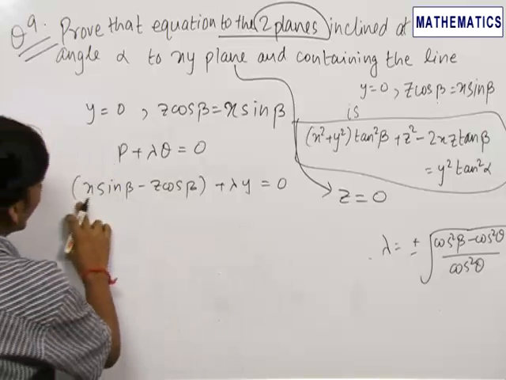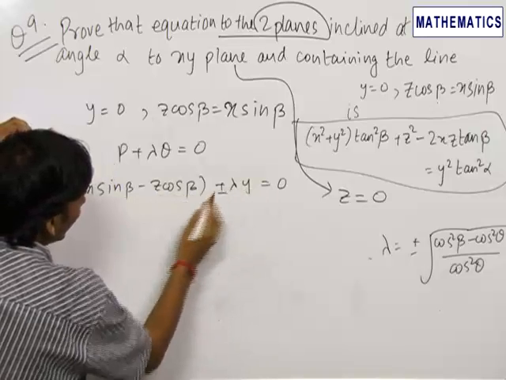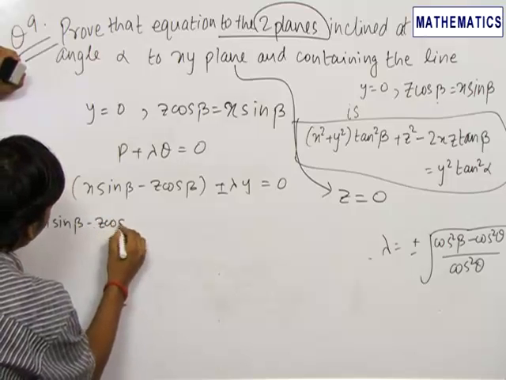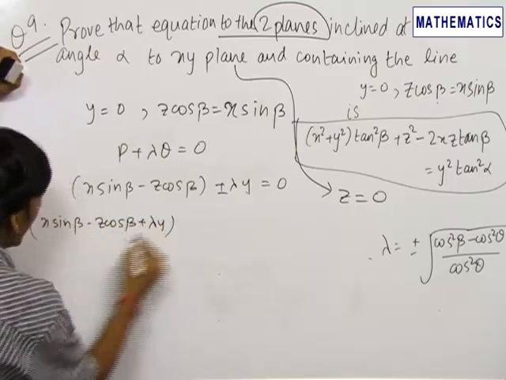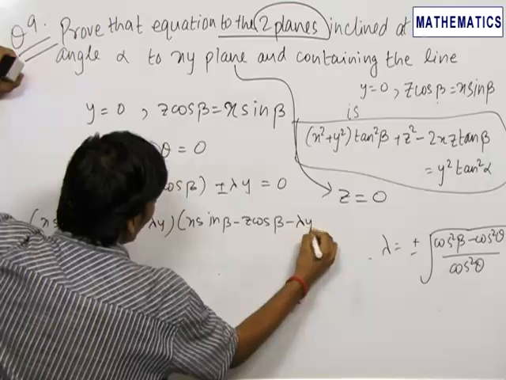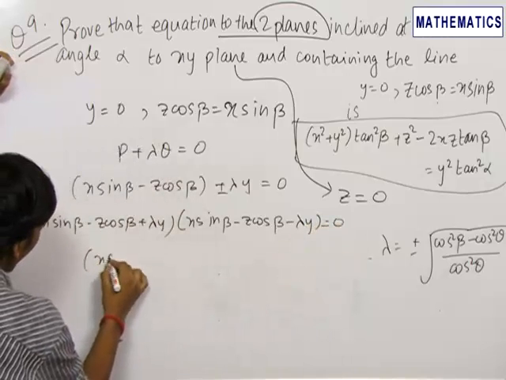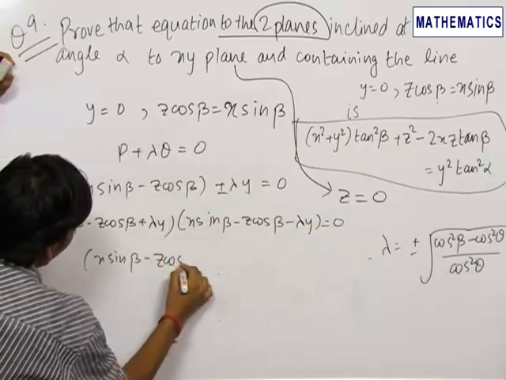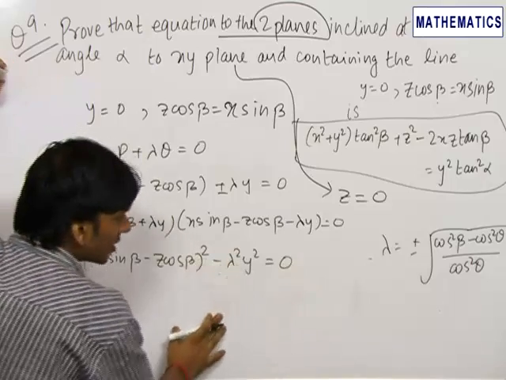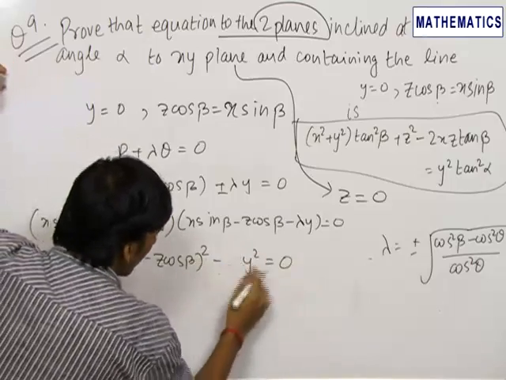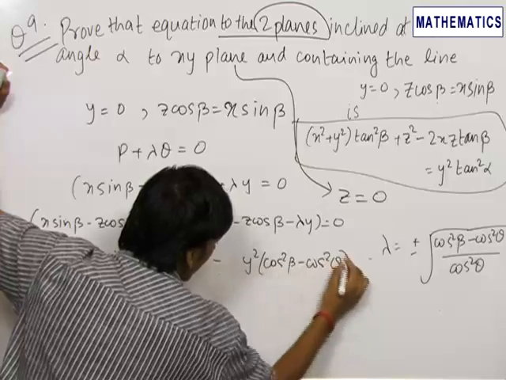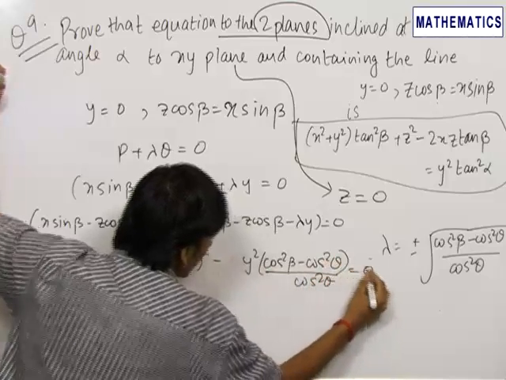The equation of the first plane will be x sin beta minus z cos beta plus lambda y is equal to 0, and the other with minus lambda y is equal to 0. Therefore the combined equation will be x sin beta minus z cos beta plus lambda y into x sin beta minus z cos beta minus lambda y is equal to 0. This can be written as x sin beta minus z cos beta whole square minus lambda square y square is equal to 0. The value of lambda square can be written as cos square beta minus cos square theta upon cos square theta. This is equal to 0.